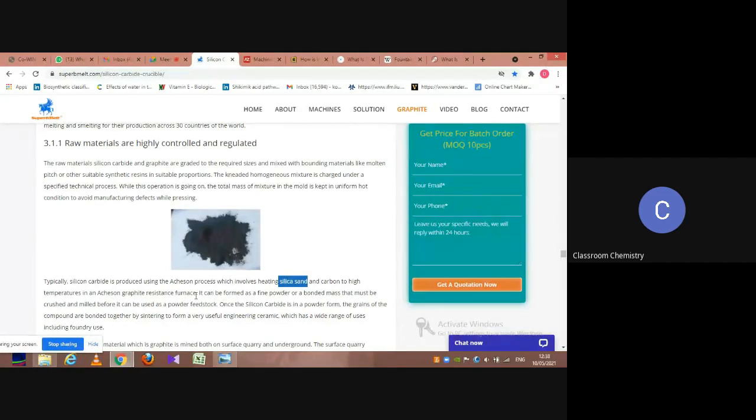Okay, so this is the name of the scientist who first produced silicon carbide. That's why his name is given to this process. So at the beginning, we have to heat a mixture of silica sand and carbon to a high temperature in a furnace. Then it can be formed as a fine powder or a bonded mass that must be crushed and milled before it can be used as a powder feedstock.